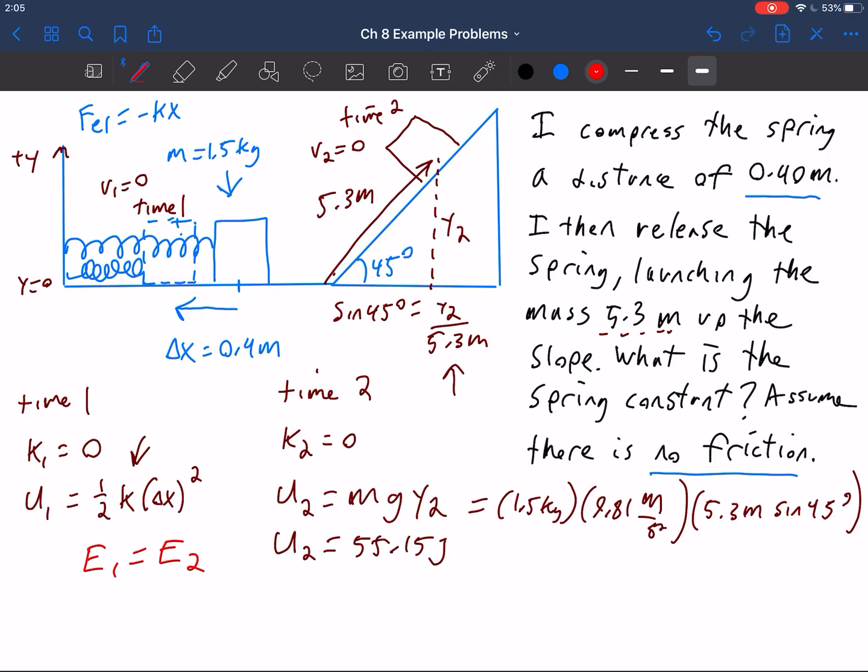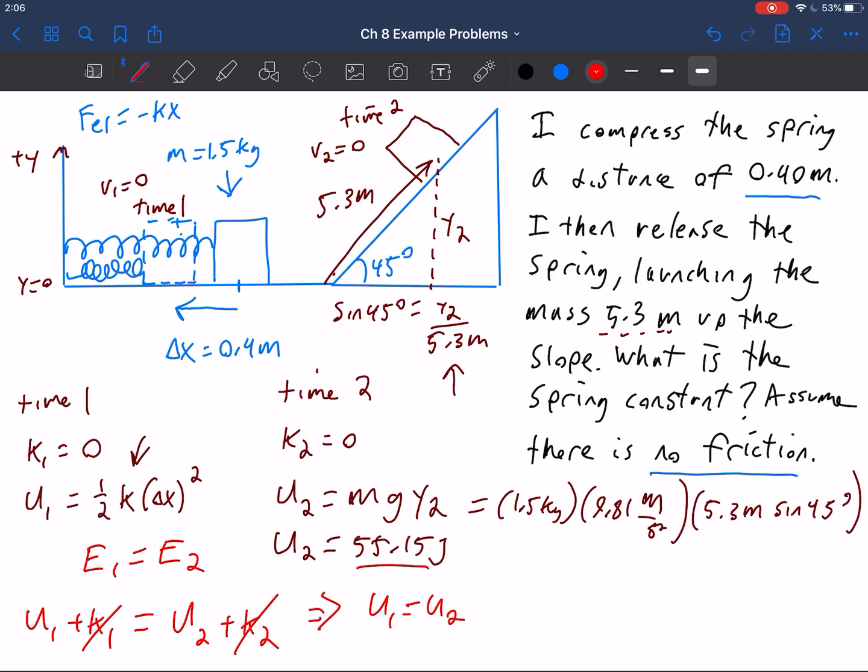In general, my total energy at time 1 is just going to be the sum of my potential energy plus my kinetic energy at time 1, where the total energy at time 2 is just the sum of my potential energy at time 2 plus my kinetic energy at time 2. And we know that kinetic energy at time 1 and at time 2 are equal to 0, right, because the object is at rest at those two times. So this means that U1 is equal to U2, and we know what U2 is. It's equal to 55.15 joules. Okay, so this will enable us to solve, because we know what U1 is also.